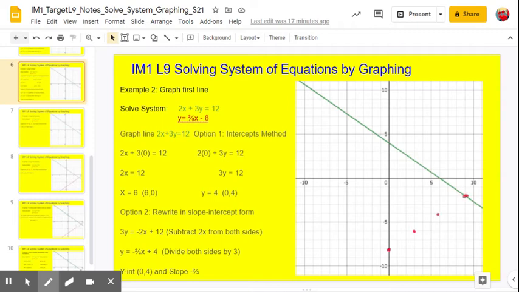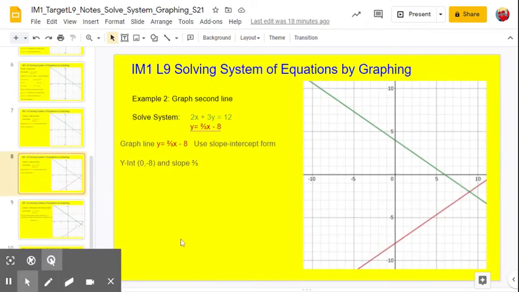Oh, there it is. Point of intersection, right? Up 2, right 3 is a little off my graph. Obviously, I could have gone the other way: down 2, left 3. Take your straight edge, go through all those points, and there is your line. So now we have both lines graphed on the same coordinate plane.